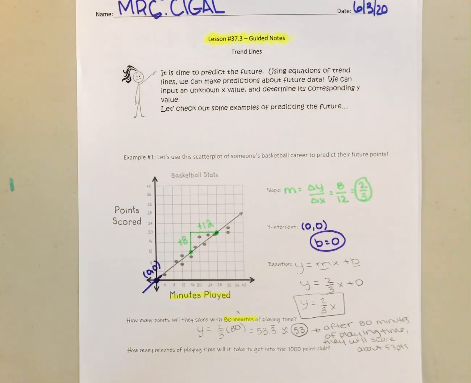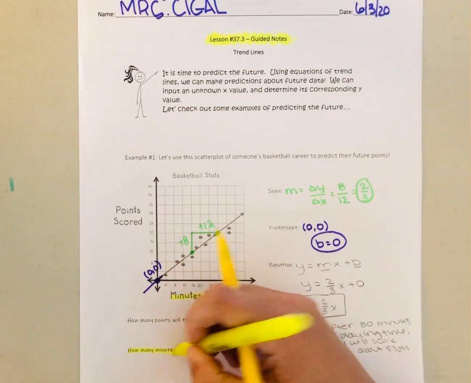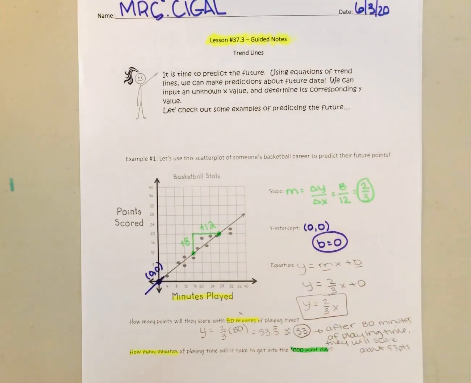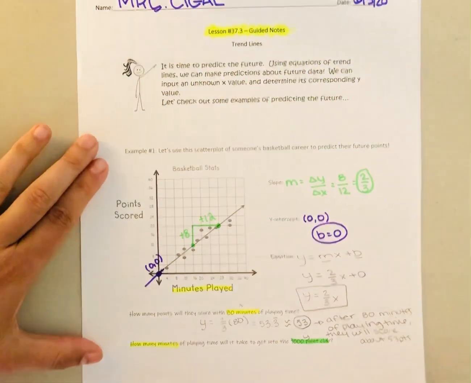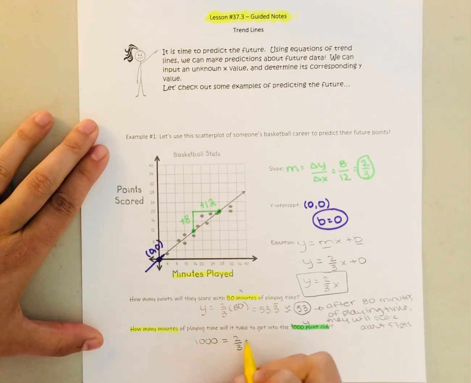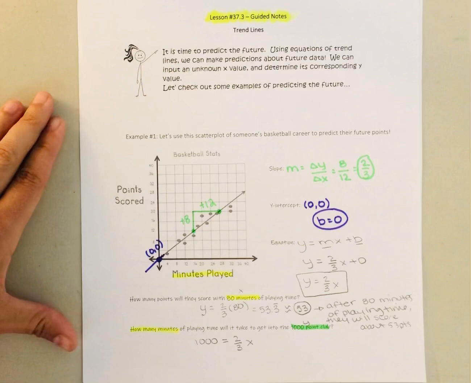All right, the next question, it's going to switch it up a little bit on us. Instead of trying to ask how many points we're going to get after a certain number of minutes, now it's saying how many minutes until they earn 1,000 points, which means we'll be plugging in 1,000 for y, and we're actually going to solve for x this time. So if I'm going to plug in 1,000 for y, we're looking at 1,000 equals 2/3 times x. So this time I want to get x alone.